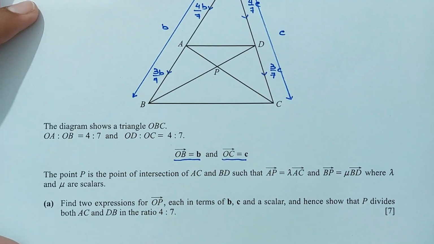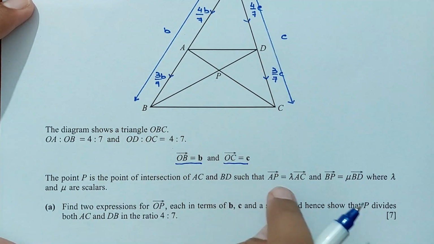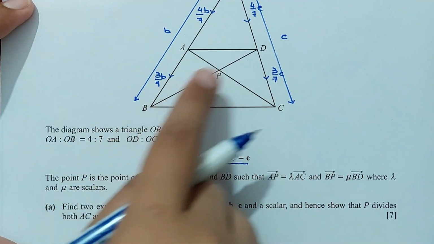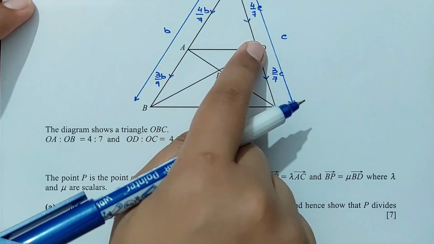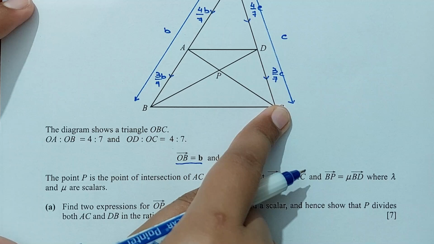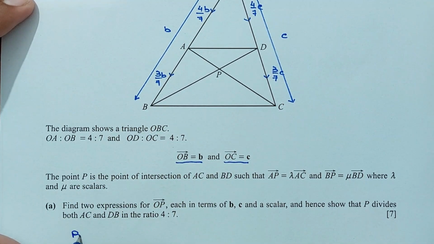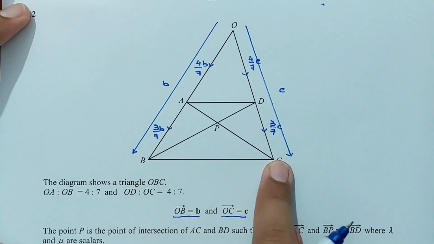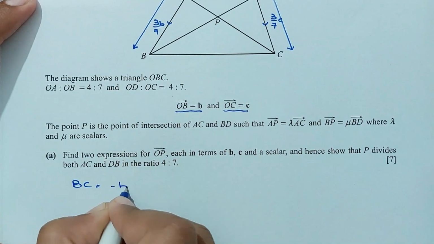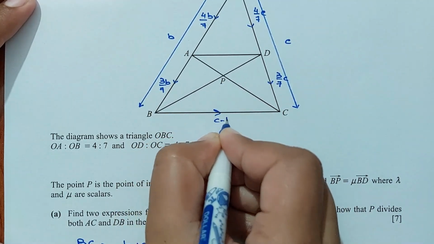Right. Now the point P is the point of intersection of AC and BD, such that A to P is lambda times AC and B to P is mu times BD. So let me solve for AC. Okay, what is AC? A to C is A to B plus B to C. So for this we need BC first. So what is BC? If we move B to C, B to O, O to C, this is minus B plus C, or we can say C minus B. B to C is C minus B.